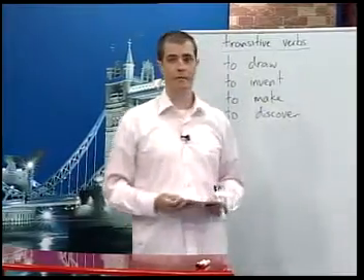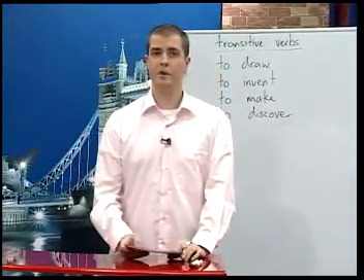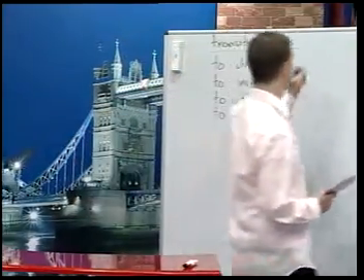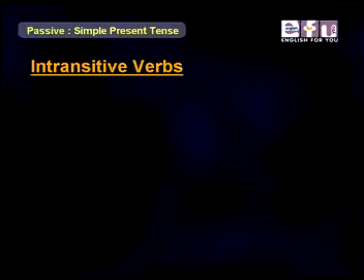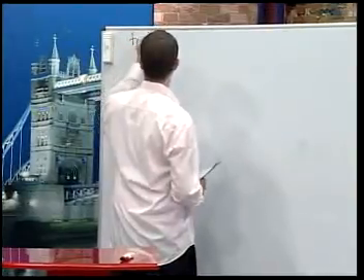Okay, an intransitive verb is a verb that is not followed by an object, and intransitive verbs cannot be used in the passive. Here are some examples of intransitive verbs. For example, to come. There is no object after the verb come. To sleep. To walk. And to fall.